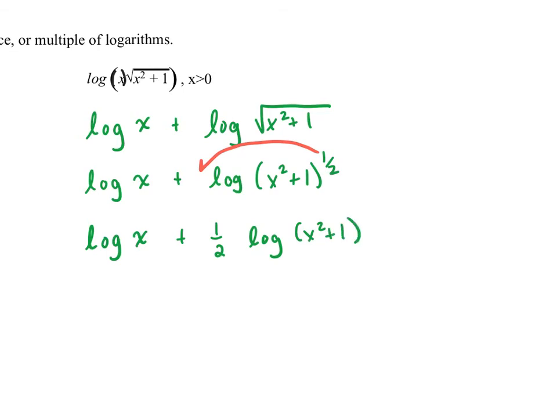Now don't try to go too far and do anything else, because this is all the further you can go, because this is a sum. There is no property that says log of two things added together. It's log of things multiplied, log of things divided.